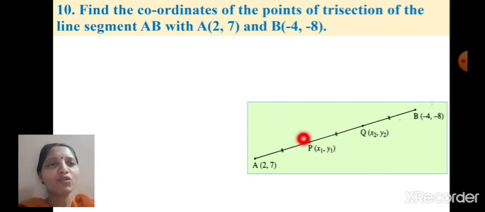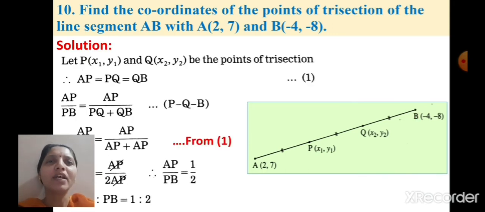Now we have to assume that this point P has coordinates x1 comma y1 and point Q has coordinates x2 comma y2. Therefore segment AP is equal to segment PQ is equal to segment QB. Okay, so let's write down here. Let P x1 comma y1 and Q x2 comma y2 be the points of trisection. Okay, therefore AP is equal to PQ is equal to QB. Write this equation as equation 1.